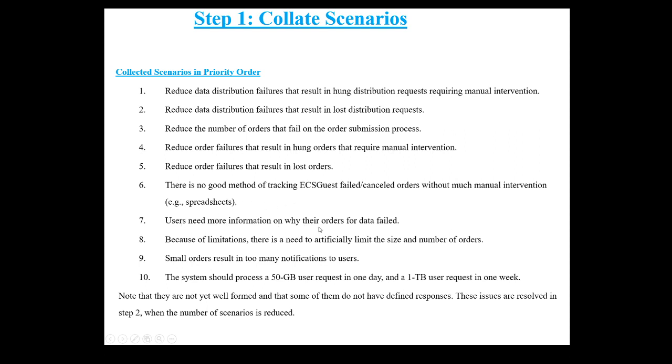Users need more information on why their orders for data failed. Because of limitations, there is a need to artificially limit the size and number of orders. Small orders result in too many notifications to the users. The system should process 50 GB of user requests in one day and 1 TB of user requests in 1 week. They are not yet well formed, and some of them do not have defined responses, so it is resolved in the second step. All these scenarios are collected in order. This is called collate scenarios.